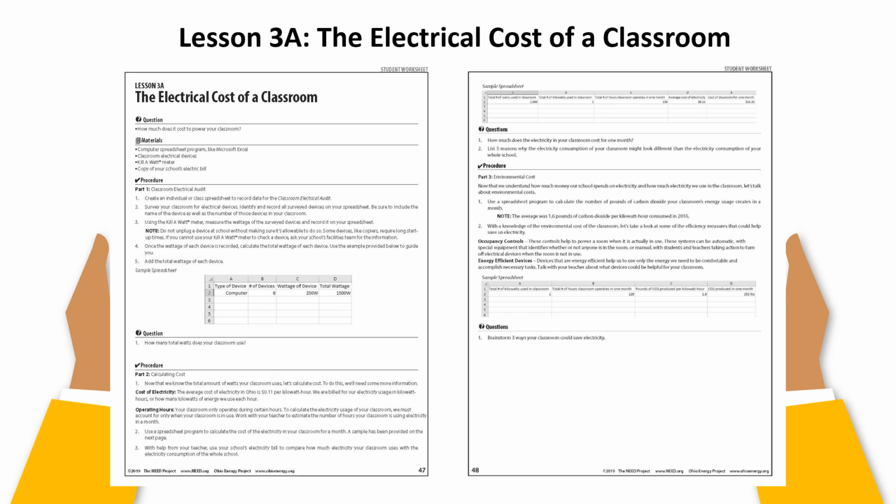This lesson is broken into 3 parts. First, students will survey your classroom and find all of the electrical devices. Then, using the kilowatt meter, measure the wattage of each surveyed device. Once the wattage of each device is recorded, students will calculate the total wattage of each device. An example has been provided in their student guidebooks. Finally, using a spreadsheet program, have students calculate your classroom and environmental costs for 1 month. Examples have been provided for students as a guide.